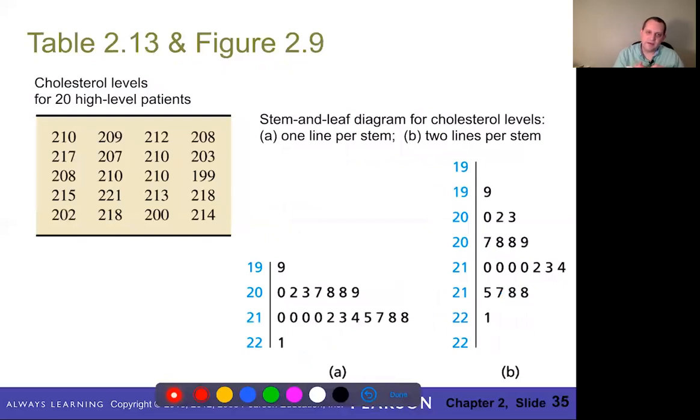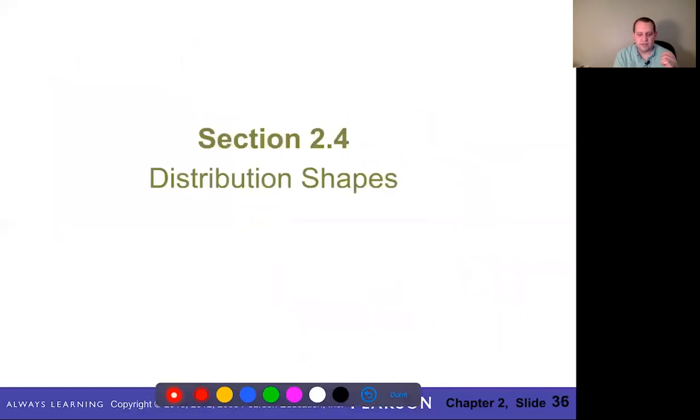And that was for 2-digit numbers. If you have 3 or even 4-digit numbers, the story's the same. Generally, the leaf is just going to be your units digit for whatever variable you're considering. So if we have a 3-digit number, the first 2 digits will be the stem, and then the last digit, the units digit, will be the leaf.